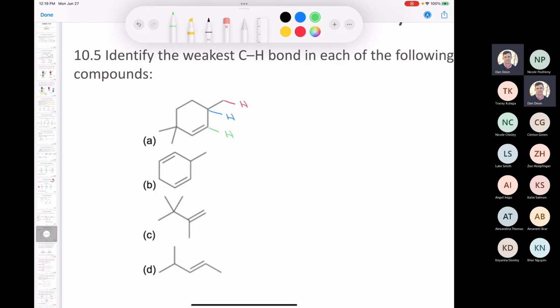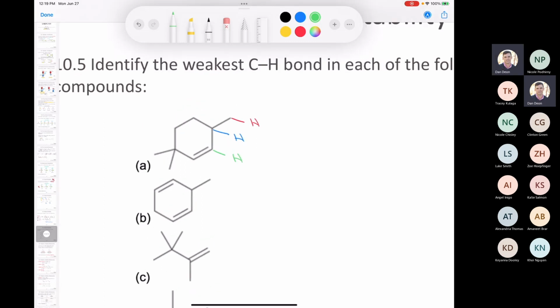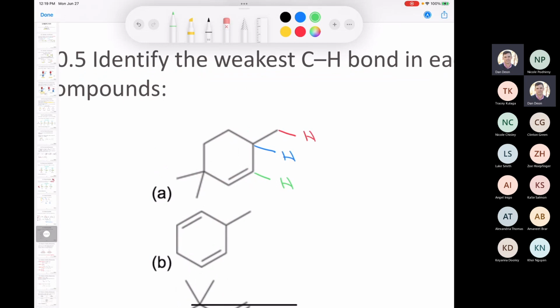Could anybody tell me which one of these would be the weakest bond? Would it be the red one, the blue one, or the green one? And we're looking for the weakest carbon-hydrogen bond. Which one would be the weakest?